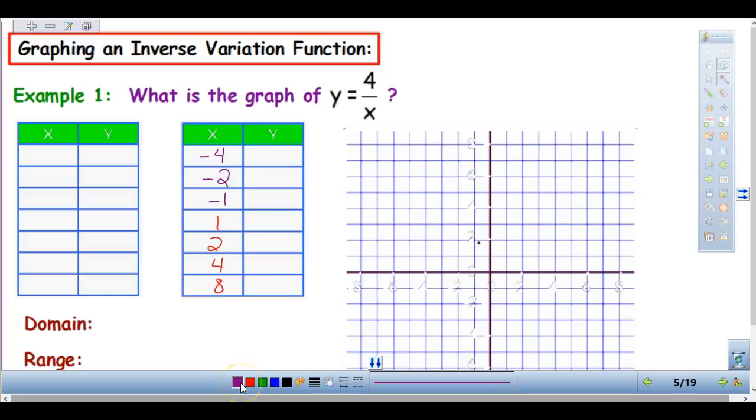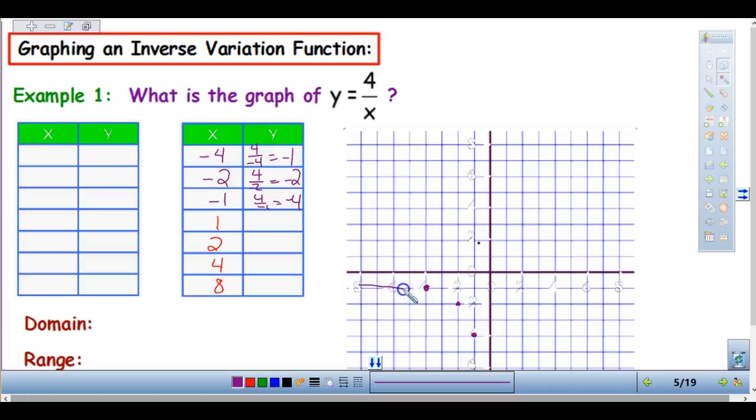Okay, so let's look at the negative numbers first. If I put negative 4 in there, so 4 divided by negative 4, negative 1. Okay, so my order here then is negative 4, negative 1, so that gets me right here. Okay. If I put negative 2 in, 4 divided by negative 2, negative 2. Okay, so negative 2 gets me right here. If I put negative 1 in, what's 4 divided by negative 1? Negative 4. And you don't have to write it out, you can do it in your head. That's going to get me right down here. Remember, what shape does it make?